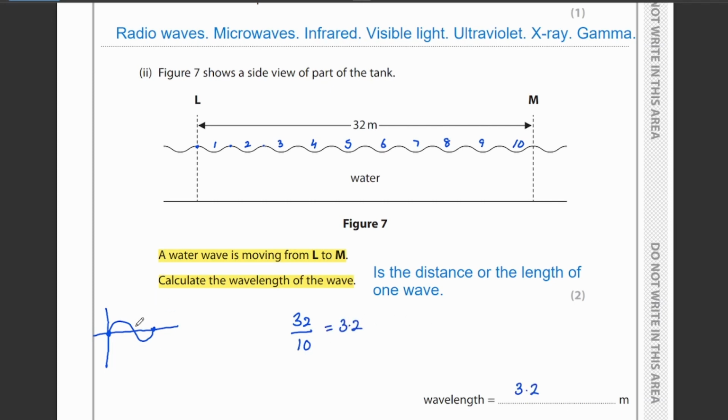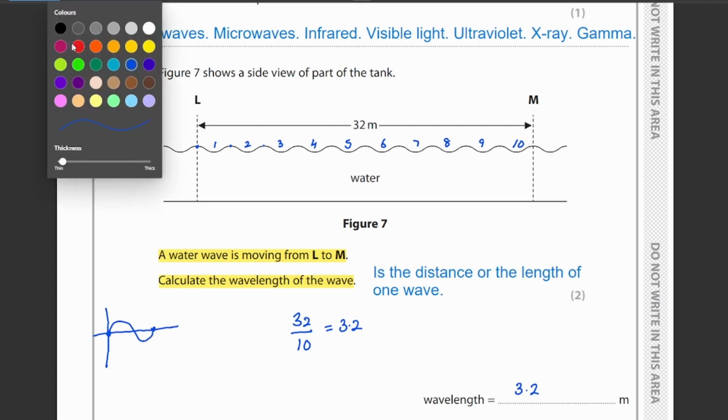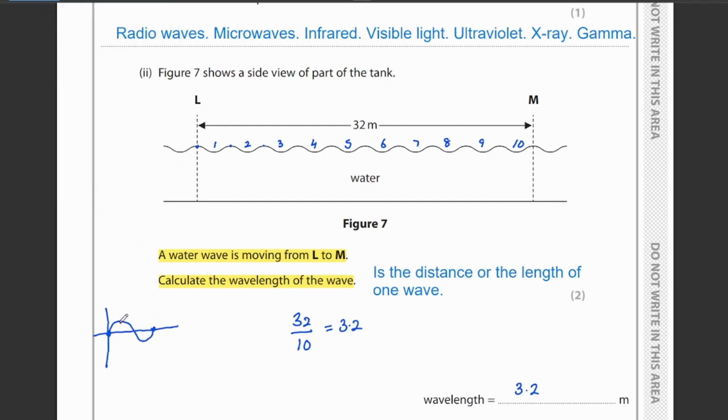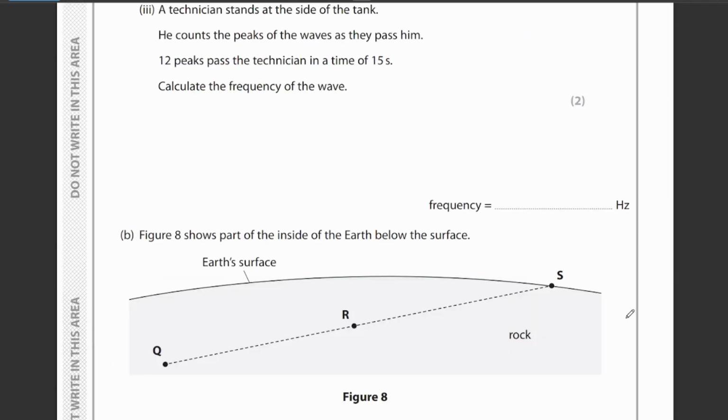Now, while we are here, you can also define the amplitude. So let's make some small notes here. The height of the wave is the amplitude, and make a note of the definition for frequency as well. Moving on to the next question. A technician stands at the side of the tank. He counts the peaks of the wave as they pass him. 12 peaks pass the technician in a time of 15 seconds.